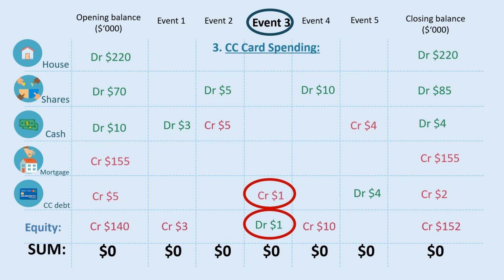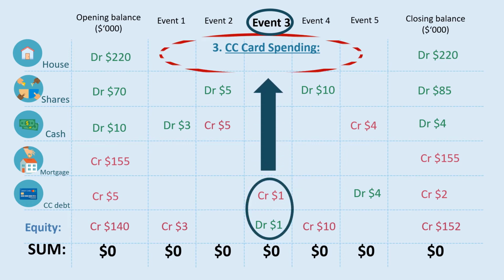And the accountant would write the following double entry here. Debit equity, credit card debt, 1,000. Because equity and liability accounts are involved here, for both of them debit means a decrease and credit means an increase.